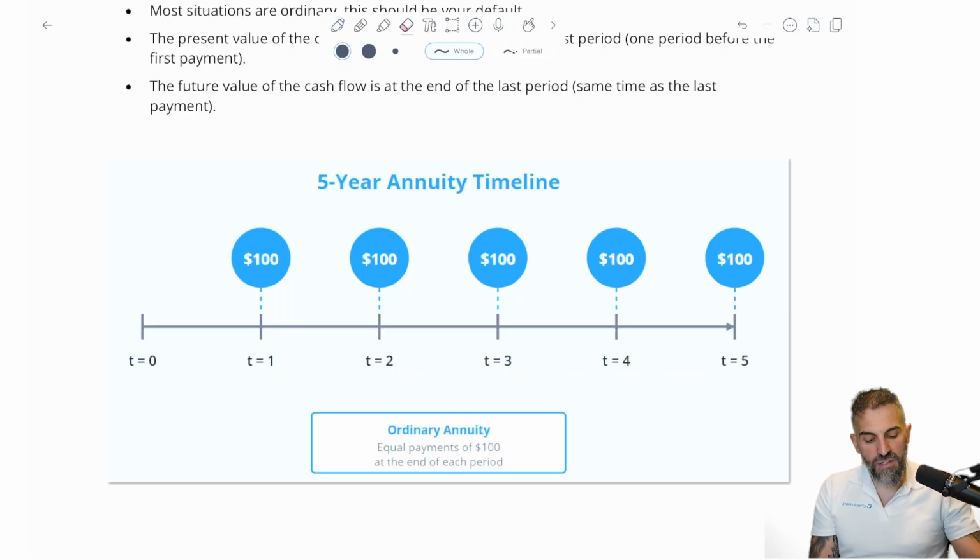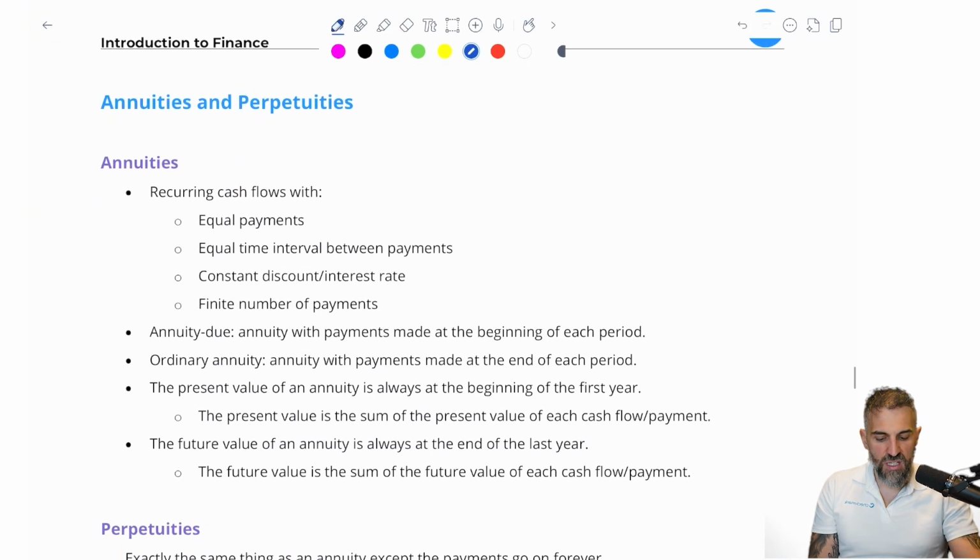And the rate of interest over this entire period is also constant. You don't have to write that. It's all written here, basically. Equal payments, equal interval of time, constant and finite. That is the definition of an annuity.